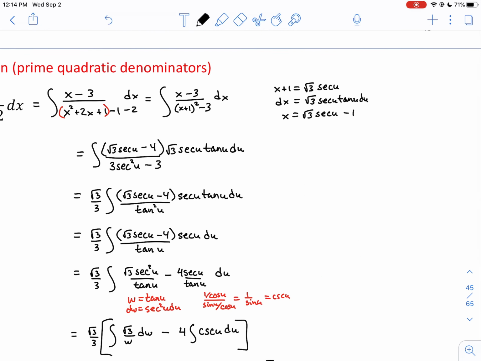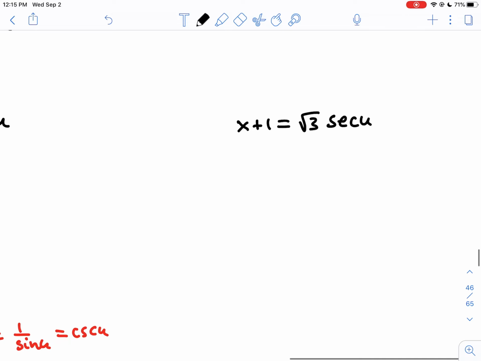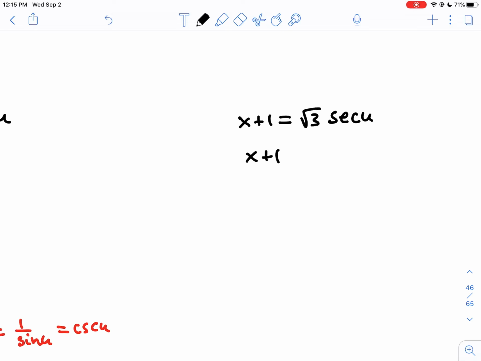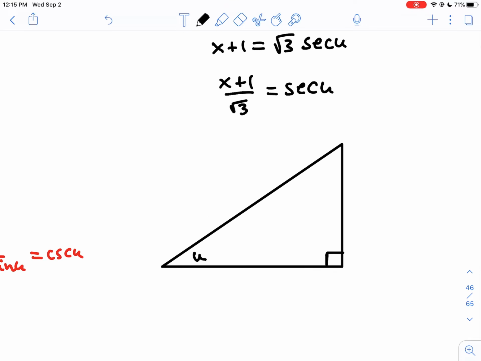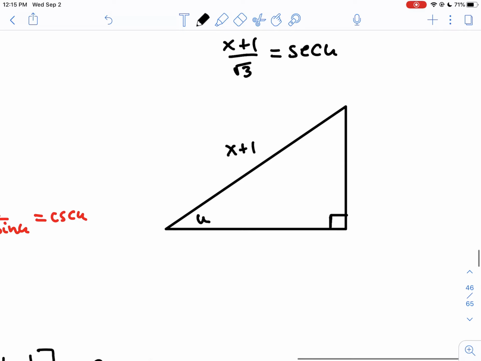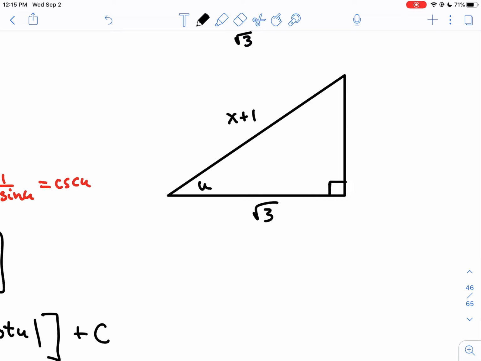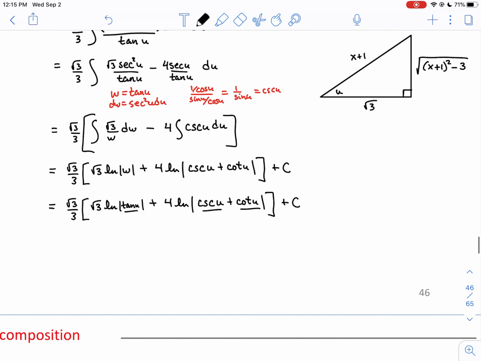We're going to come right back up to right here and make a reference triangle. I'm going to begin by dividing by the radical 3. So we have x plus 1 over radical 3 is equal to secant u. And then right triangle, angle is u. And I want to label the hypotenuse over the adjacent. So the hypotenuse is x plus 1 and the adjacent is radical 3. And the other leg is going to be the square root of the hypotenuse that's squared. So we have an x plus 1 squared minus the other leg squared. Well, radical 3 squared is just 3. And now I can do the back substitutions.